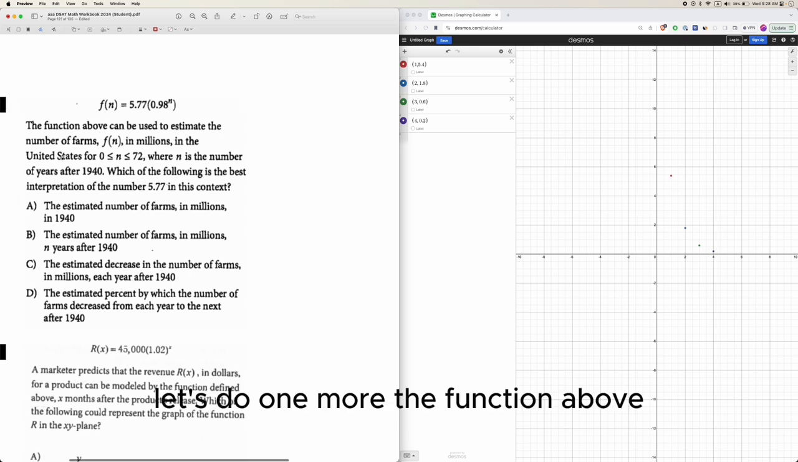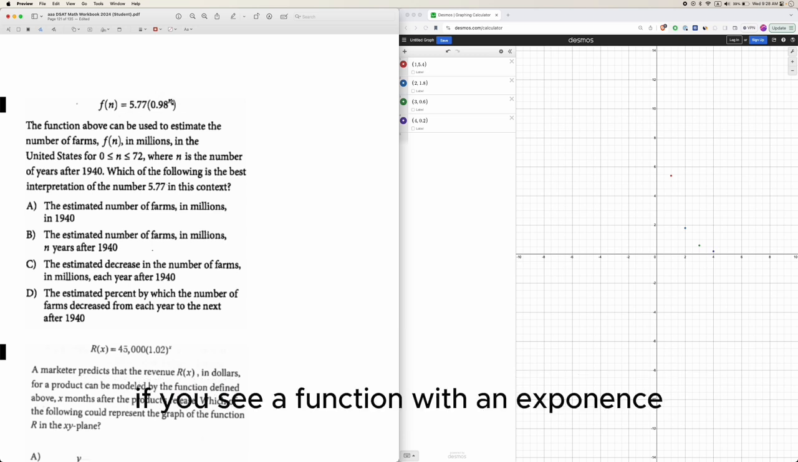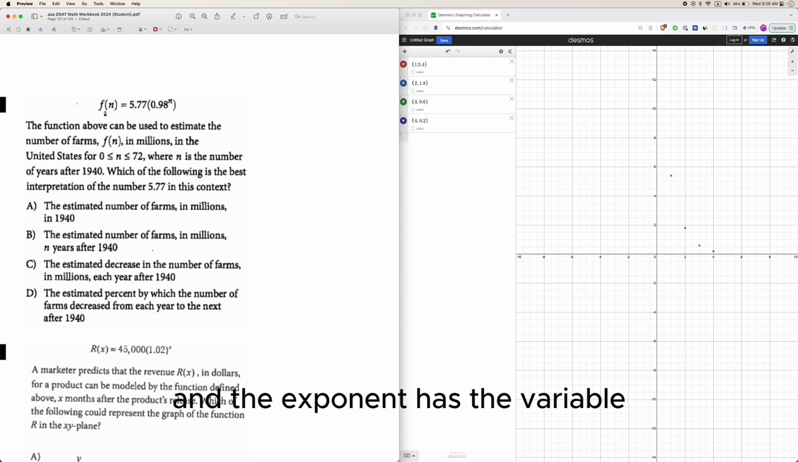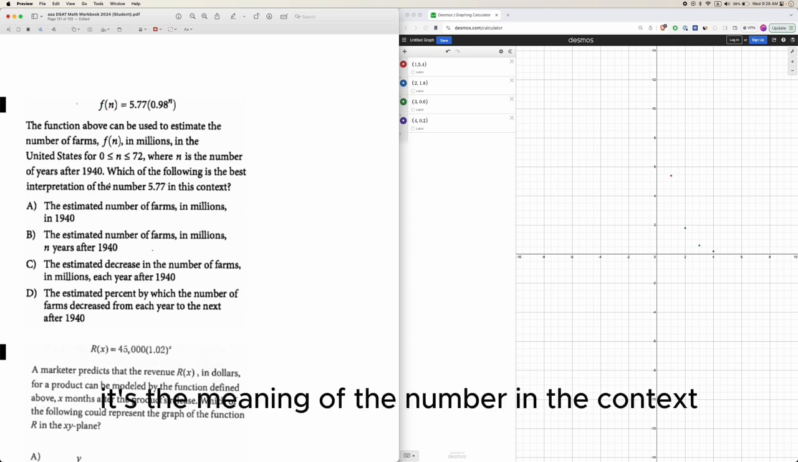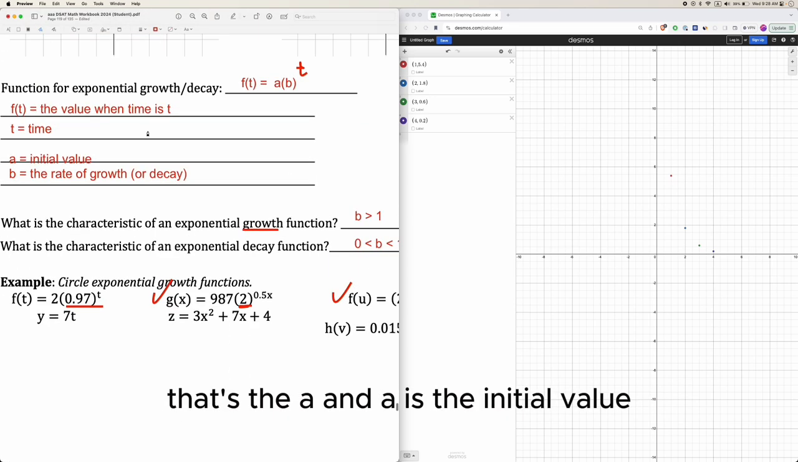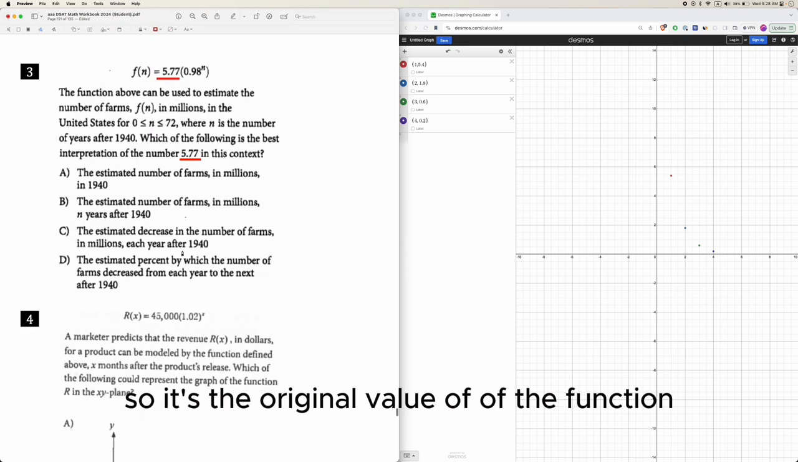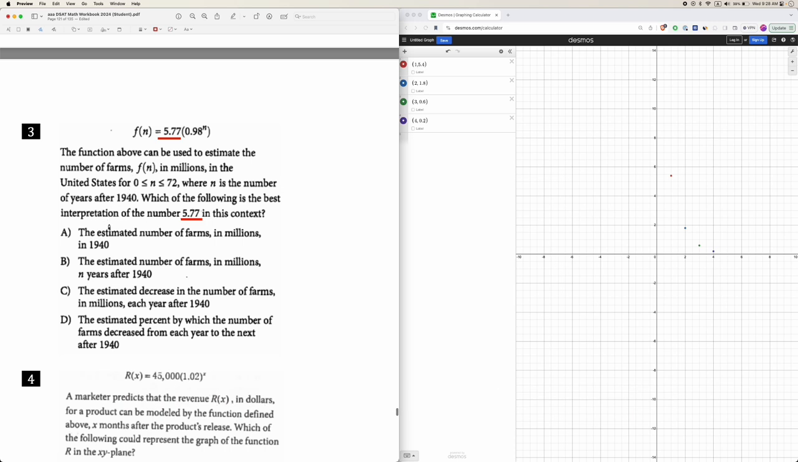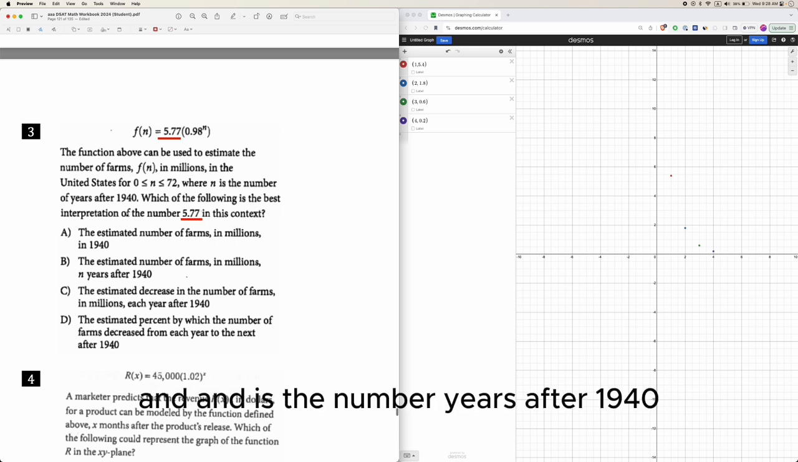Let's do one more. The function above, so there's a function. You can recognize these kinds of questions on the SAT if you see a function with an exponent, and the exponent has the variable, and the question asks which of the following best is the meaning of the number in the context. So this number is this number, that's the A. And A is the initial value, so it's the original value of the function. The estimated number of farms in millions in 1940, and n is the number of years after 1940.